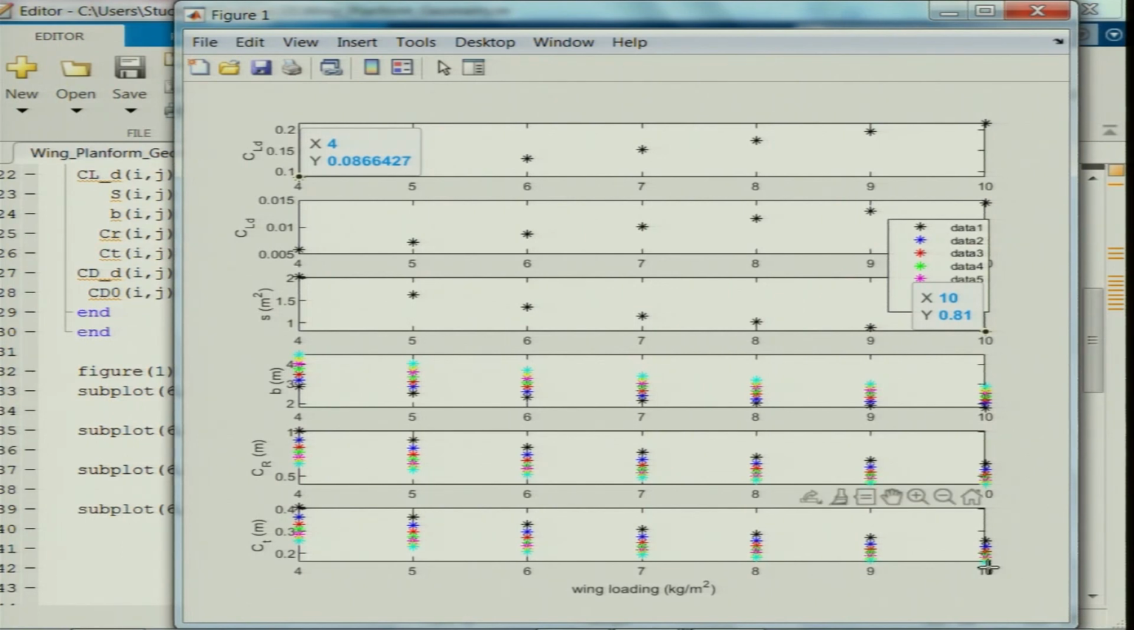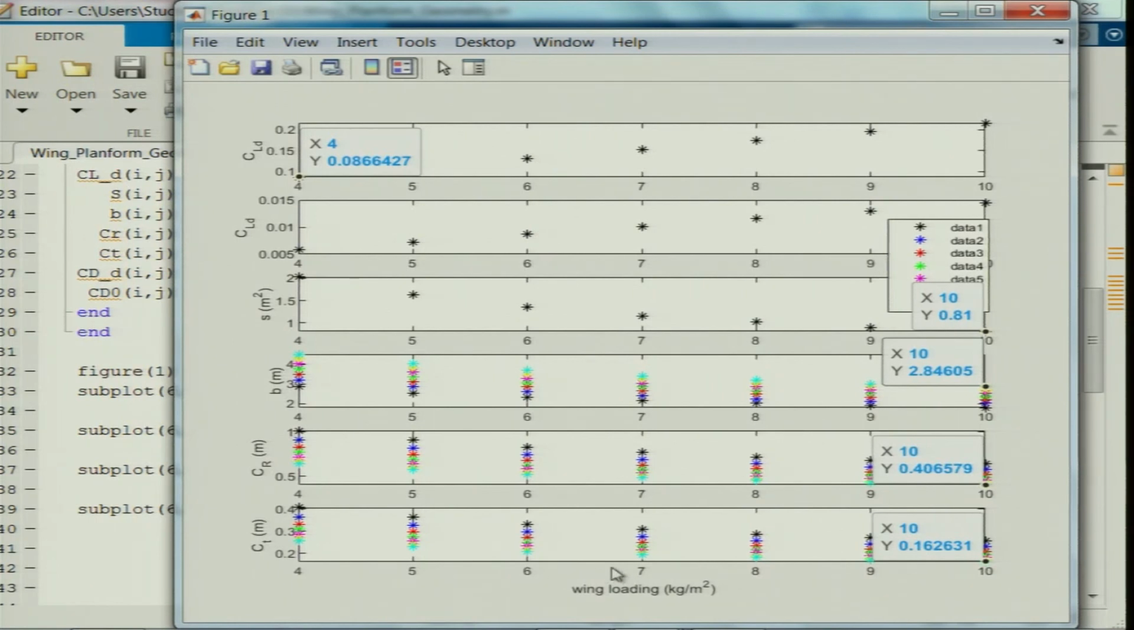So, you can see the tip chord here with the 0.4 taper ratio, see how the variation of C_T with respect to wing loading. So, the tip chord turns out to be about 16 centimeters, right, and the root chord turns out to be about 40 centimeters. So, 40 centimeters will be the root chord and tip chord is 16 centimeters, and the corresponding span of the UAV is about 2.8 meters. So, I am talking about wing loading of 10 here, right, 2.8 meters approximately.